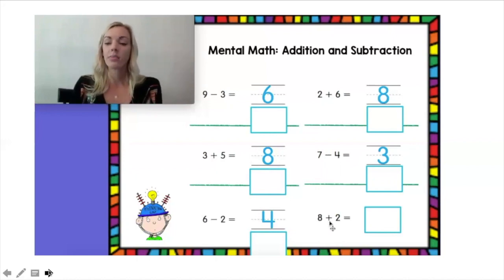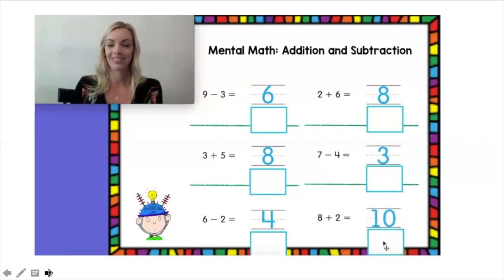And finally, 8 plus 2 equals 10. So I have 8, 9, 10.